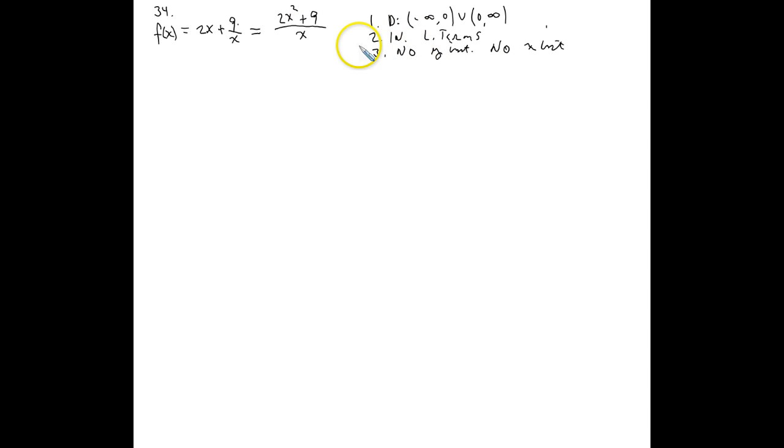Now, what's the easiest way to find where our x-intercepts are? It's when we're going to have a 0 in the numerator. That doesn't exist either because no x will satisfy 2x squared plus 9 equals 0. So we've taken care of that.